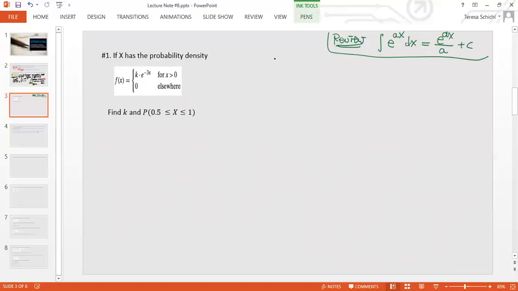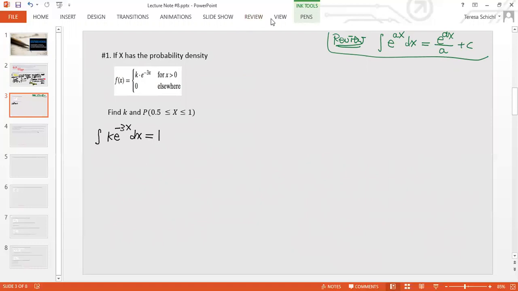Let's say x has a probability density function, and I want to find k. Remember, just like we did for the discrete, when you add everything together it has to be 1. That means if I integrate k e to the negative 3x dx, it has to be equal to what?